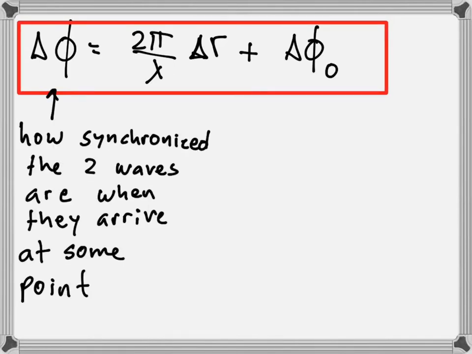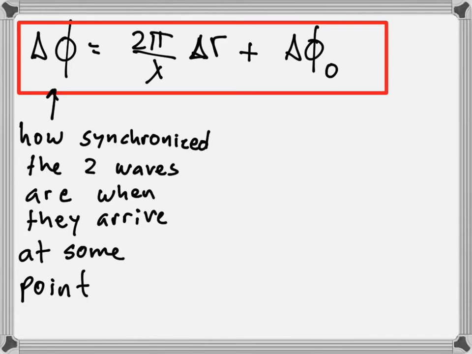So just to give you an intuitive description of the terms here, delta phi tells you how synchronized the two waves are when they arrive at some point in space. Again, we have a medium, two waves are propagating through the medium. At any point in the medium, that point is receiving two waves simultaneously, and delta phi is going to tell us if the waves, when they arrive at that particular location in space, are synchronized or not.